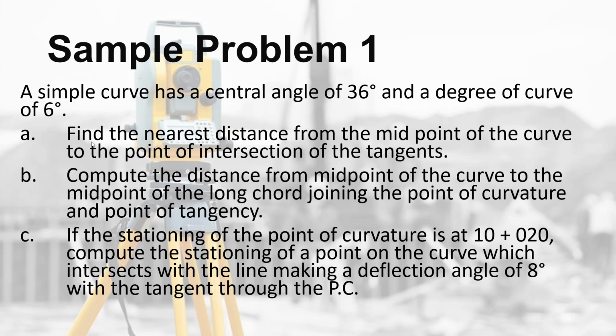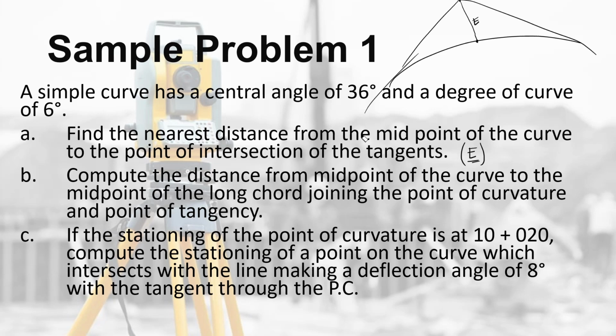So for the first question, the nearest distance from the midpoint of the curve to the point of intersection of the tangents. So kung meron tayong, 'di ba, curve, tapos may tangent. So kung ito yung midpoint ng curve at ito yung intersection ng tangents, ito yung hinahanap. And then based sa lecture, yung distance na to ay yung external distance natin. So in short, ang hinahanap dito is yung E. So kailangan maintindihan natin yung mga problem, yung mga questions para malaman natin kung ano yung hinahanap niya para masimplify natin.